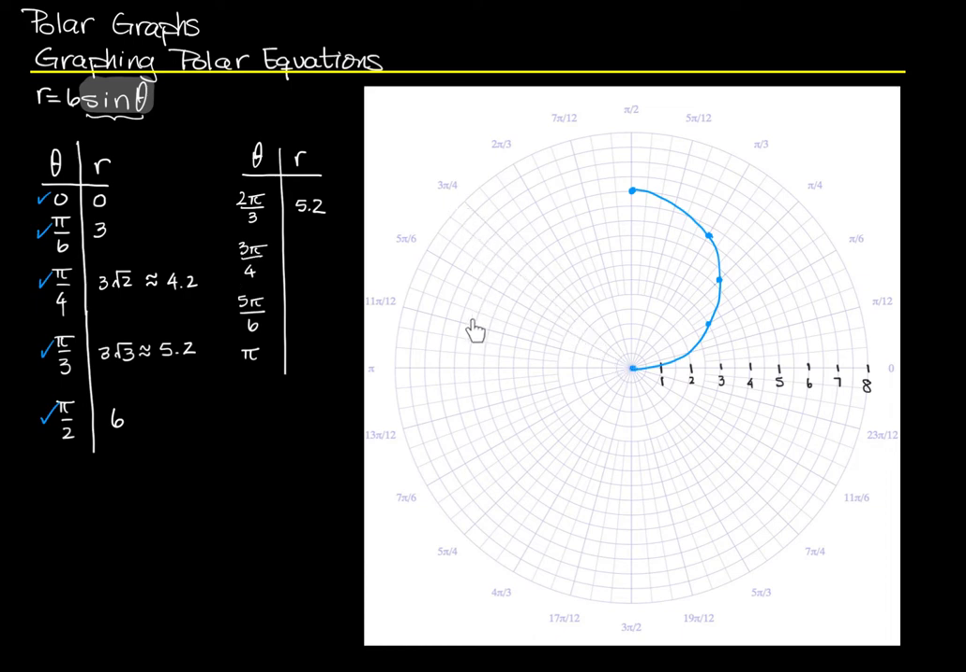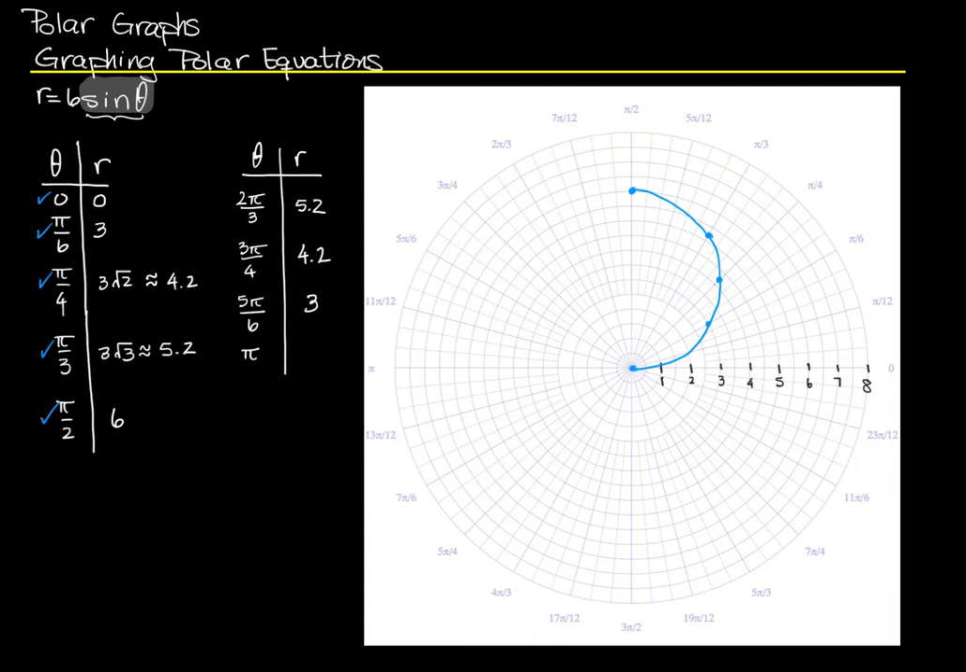My reference angle is pi over 4, so I'm going to get the same numerical value as I did here, 4.2. And it is also still in quadrant 2, so it's also positive. 5 pi over 6, well, that's this one here. The reference angle is pi over 6. The value is 3, and it's positive. And pi, when I plug pi in for sine, I get the sine of pi, which is 0.